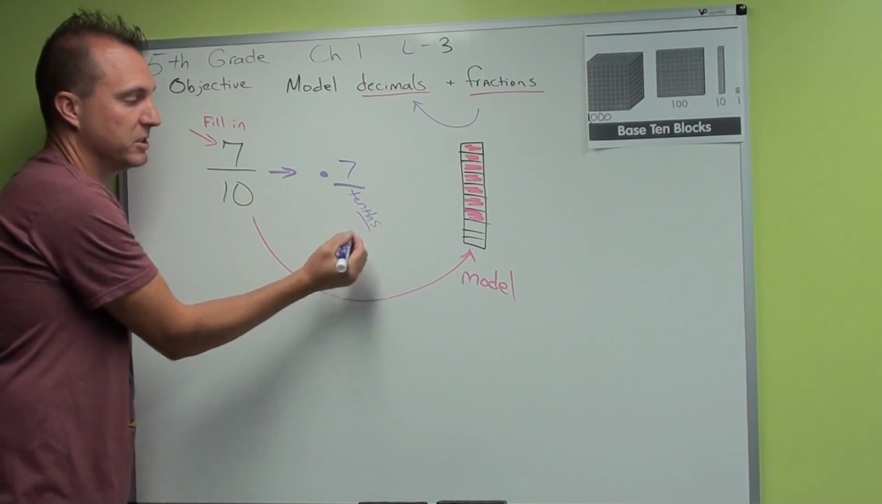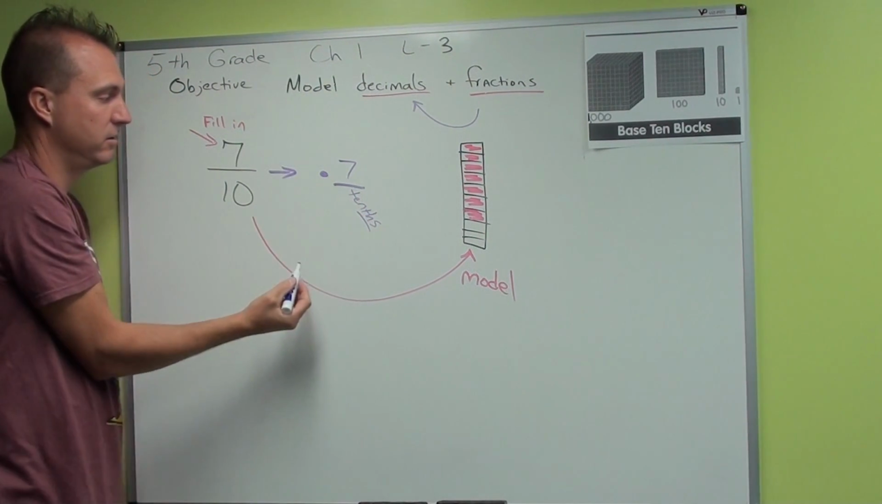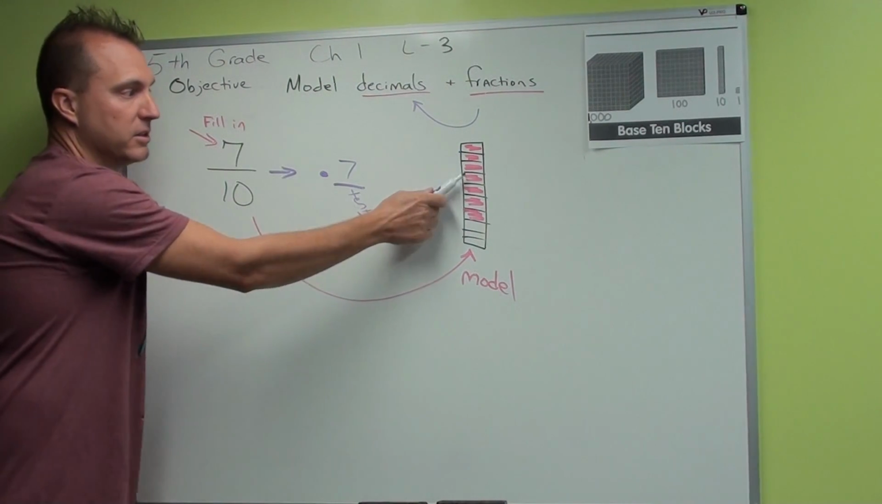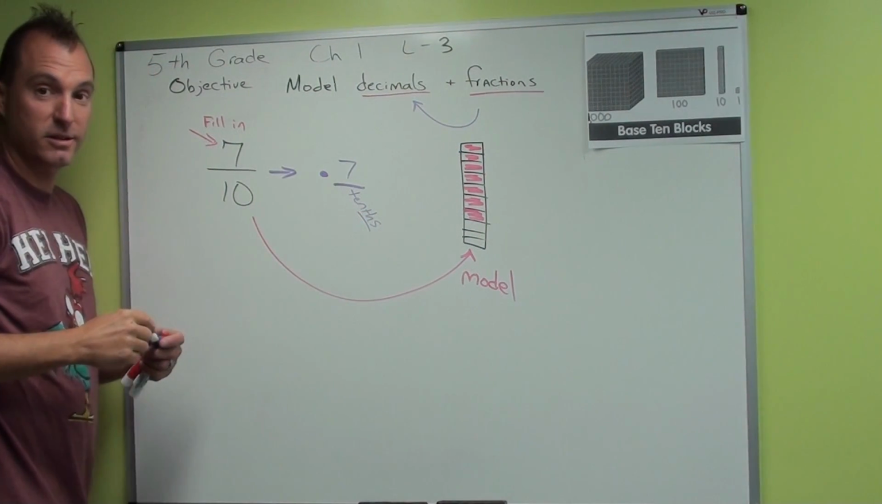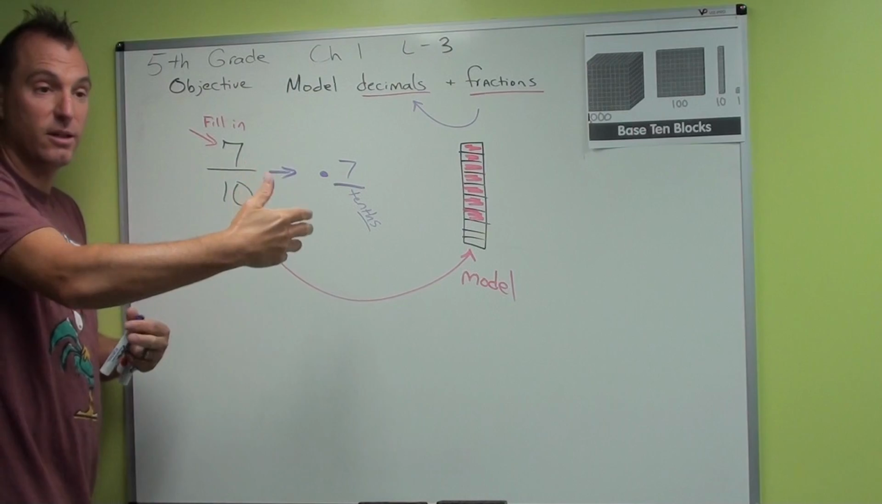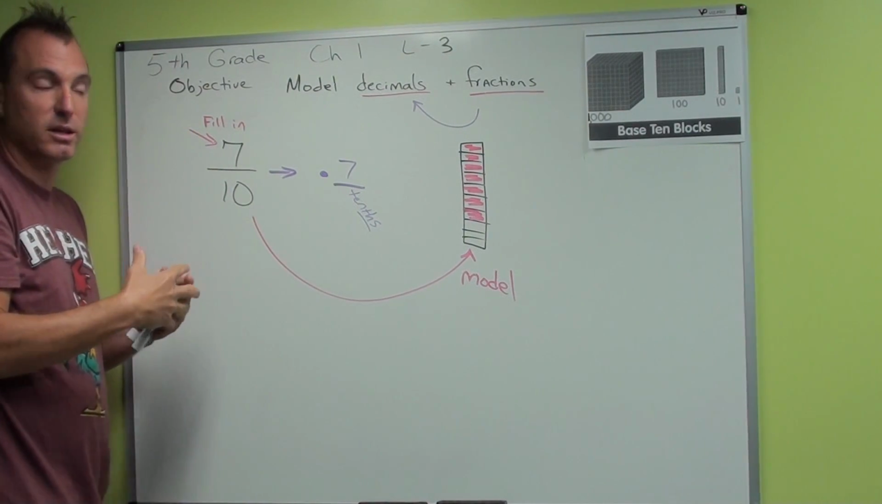The place value is tenths. 7/10. So now when we put together the fraction and that decimal, they work together as a team.